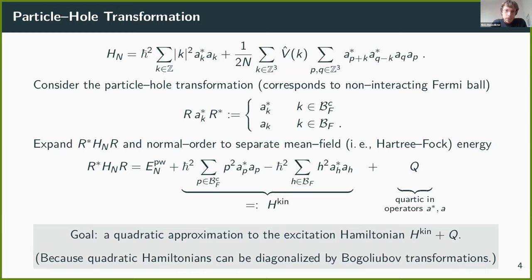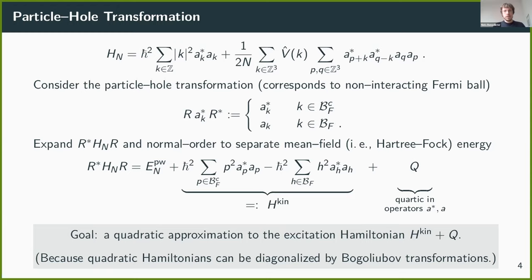And now I want to employ what is called a particle-hole transformation. A particle-hole transformation basically considers counting everything, instead of relative to the vacuum, relative to the non-interacting Fermi ball. That's obtained by this unitary transformation R, which takes a creation operator of momentum k into a creation operator if I'm outside the Fermi ball, and takes it to an annihilation operator if I'm inside the Fermi ball. So creating an excitation inside the Fermi ball really means making a hole in the Fermi ball, removing a particle that has been occupied before.